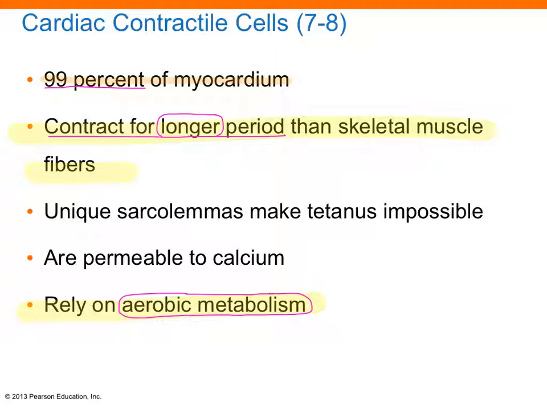They contract for longer periods than skeletal muscle fibers. They have unique sarcolemmas which make tetanus impossible. They are permeable to calcium and they rely on aerobic metabolism. Remember that at 4.5 weeks, the unborn's heart begins to beat and will beat until the day we die unless we have a cardiac episode.